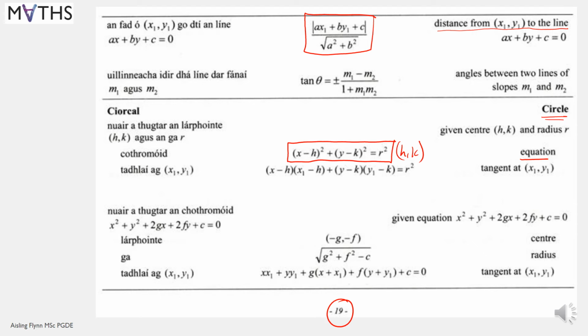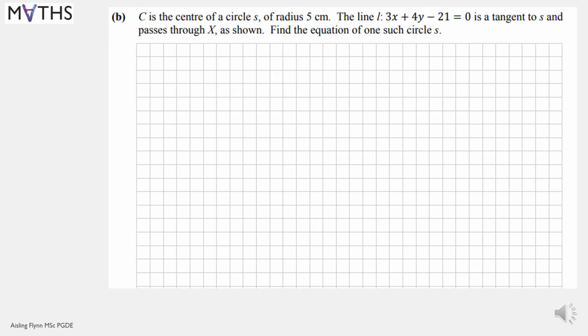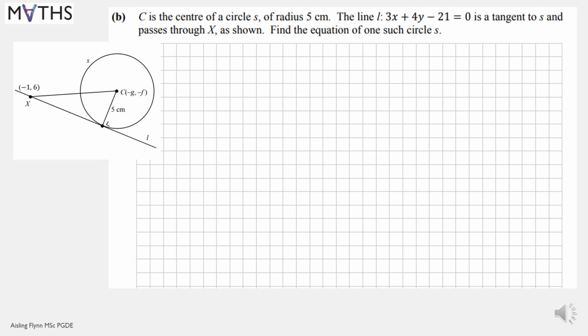Okay, so let's have a look. So there's my question and my picture. The equation of a circle will be gotten from this, and we have r, which is 5. We don't have h and k, the center. Now they're called minus g and minus f here. I think negatives will confuse things. I'm just going to call those h and k.